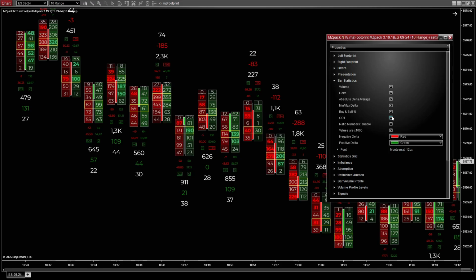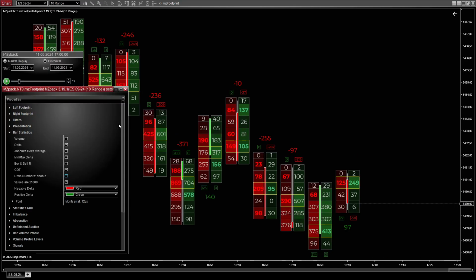COT: commitment of traders. Helps confirm the strength of trend continuation or reversal points. There are two COTs, COT high and COT low. COT high is displayed on the right side of the bar. COT low is displayed on the left side. Let's consider COT on the COT high example.